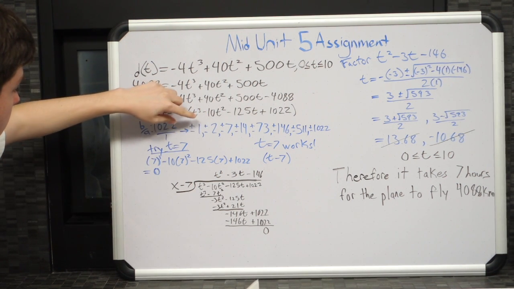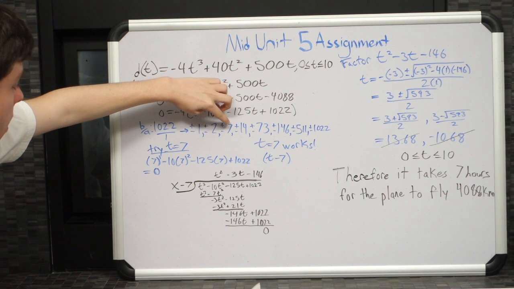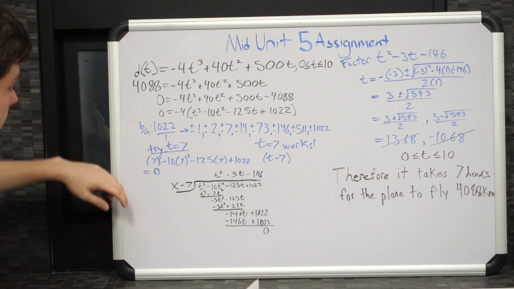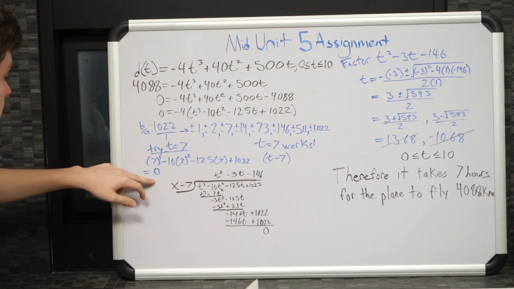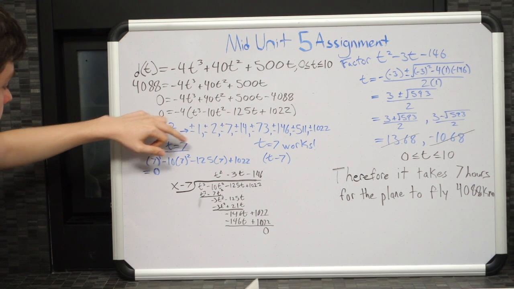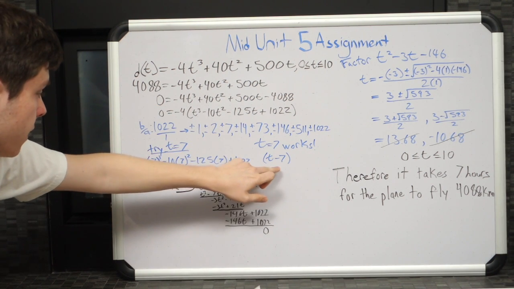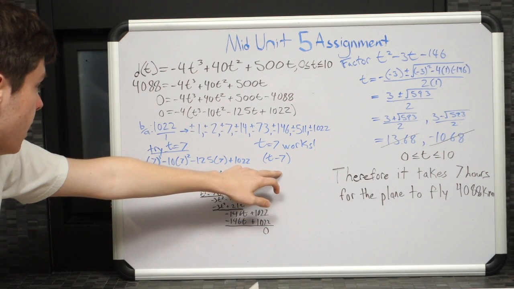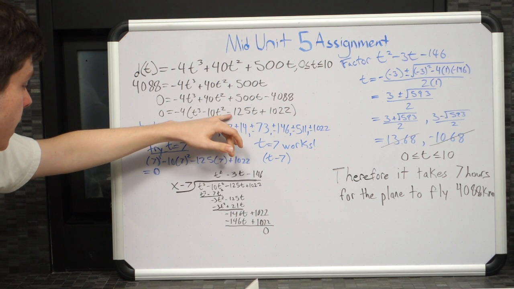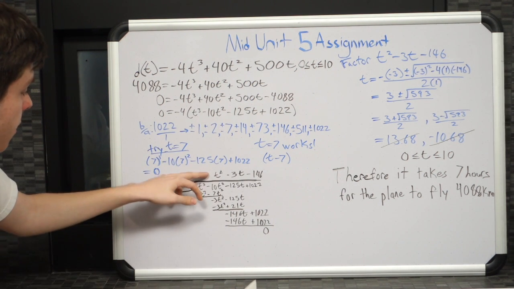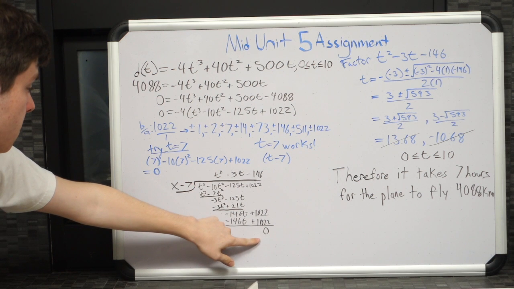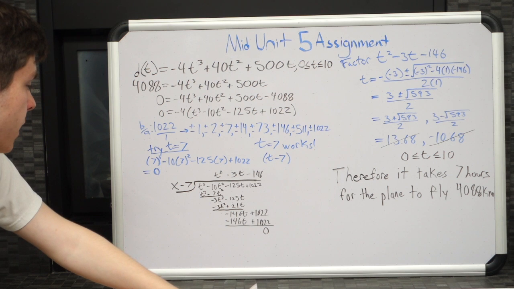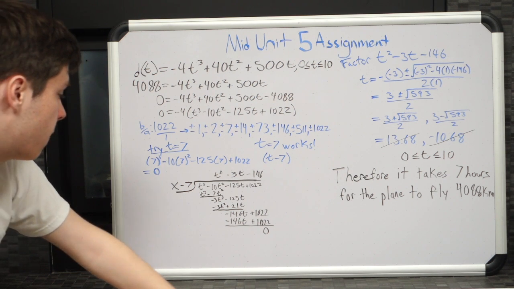So what I did was positive 7 works for this, so I put positive 7 into this equation, and I'll get 0. So try t equals 7, and it worked. T equals 7 works, therefore t minus 7 is a factor. Now I take t minus 7 and I divide it by this equation again, and I'll get my other factor. So there's no remainder, and the factor that's left is t squared minus 3t minus 146.